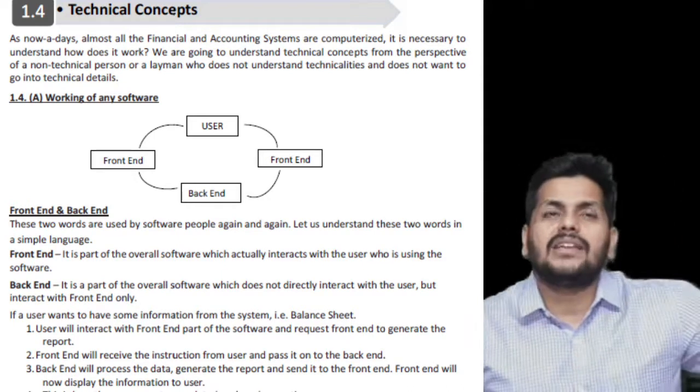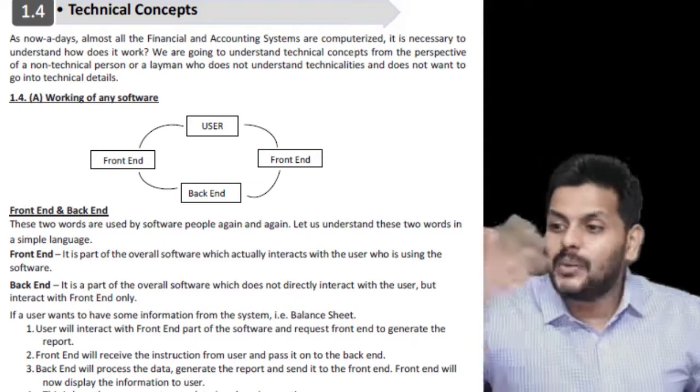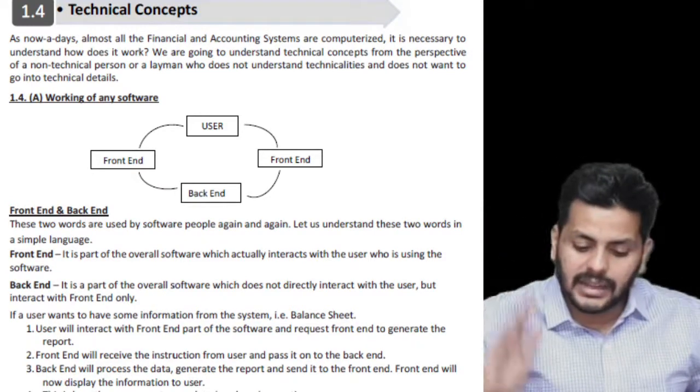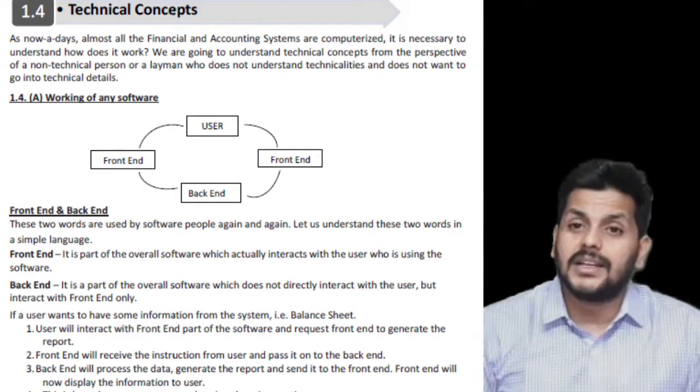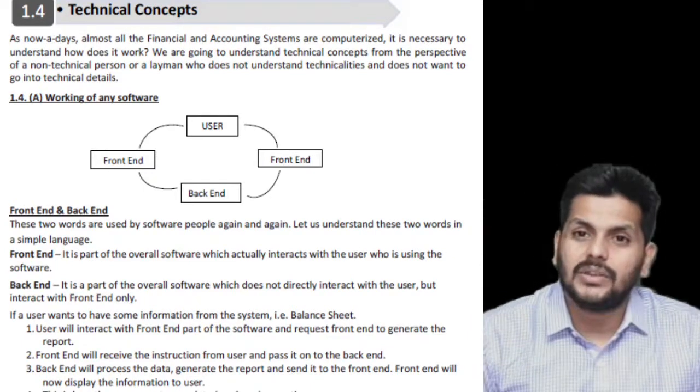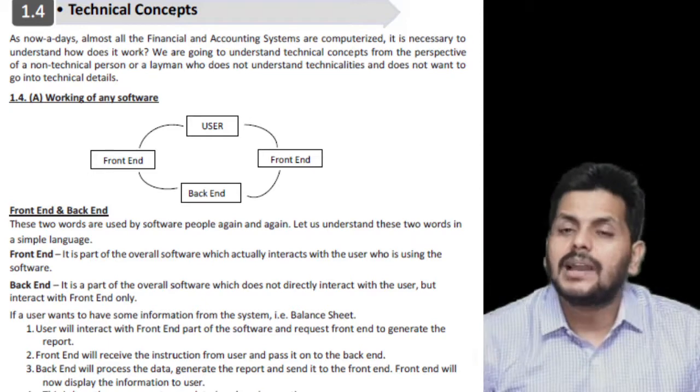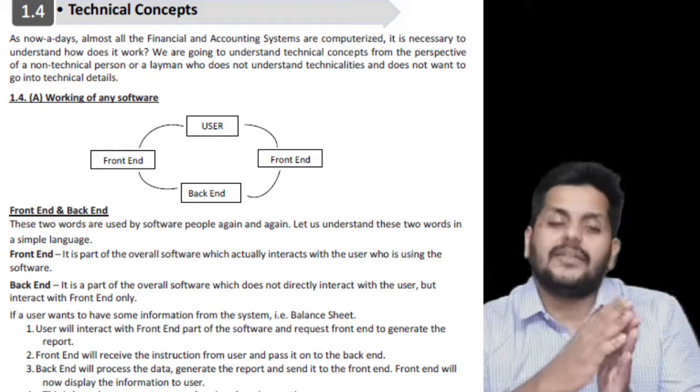And one of the fantastic things that WhatsApp tells is end-to-end encryption. Today is not the time for us to discuss that. There will be a discussion on encryption later. I will discuss it with you at that point of time. But all I'm saying is the working of a software has a flow.